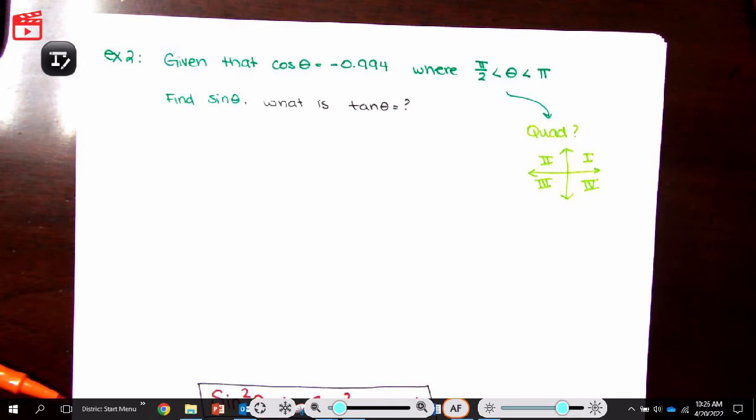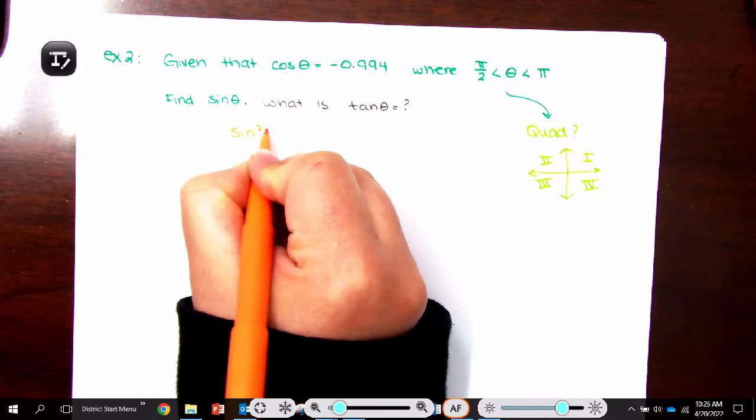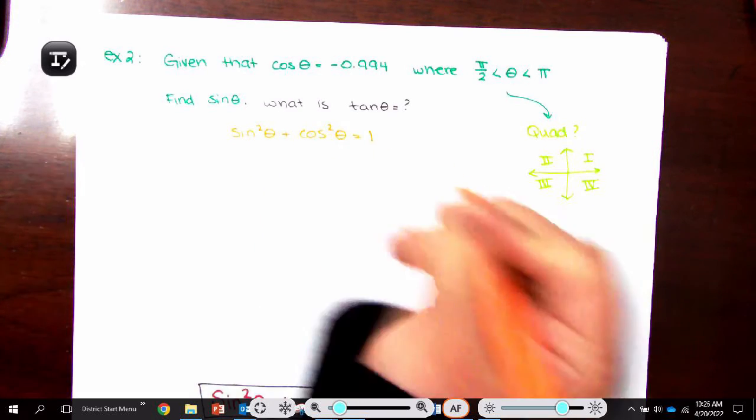Given that cosine of theta is equal to negative 0.994, where theta is between pi halves and pi, find sine, and then also its tangent. So let's go ahead and set this up. Write out your identity: sine of theta squared plus cosine of theta squared is equal to 1.